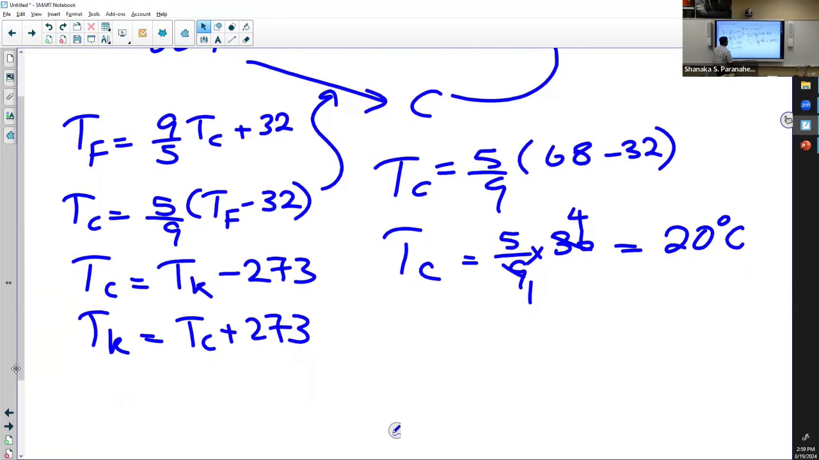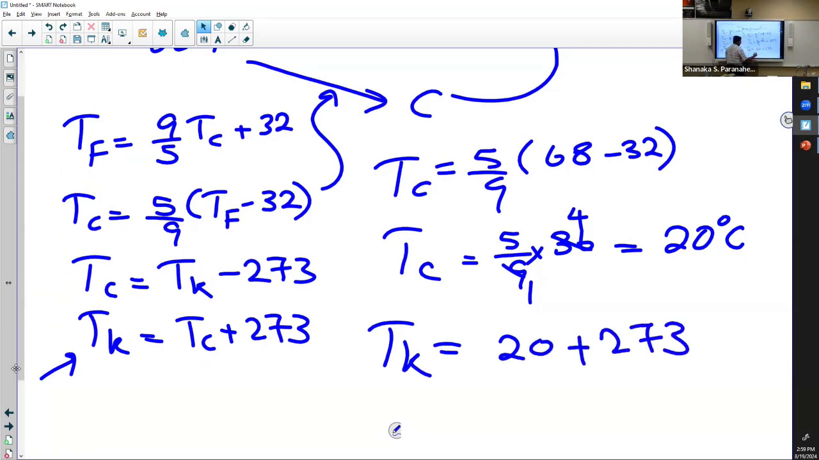The next one is Celsius into Kelvin. So we are going to use the last equation to convert Celsius into Kelvin. Now we are going to substitute 20 into the equation and add 273. So that's 293. That's the Kelvin value. I think that's enough. Okay, let's go to the next topic.